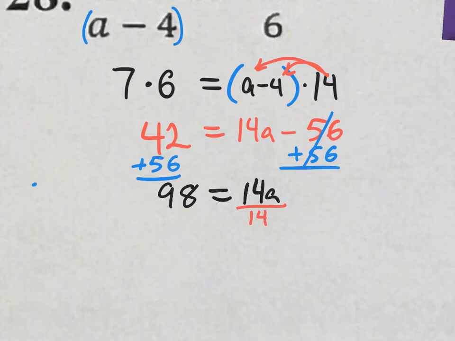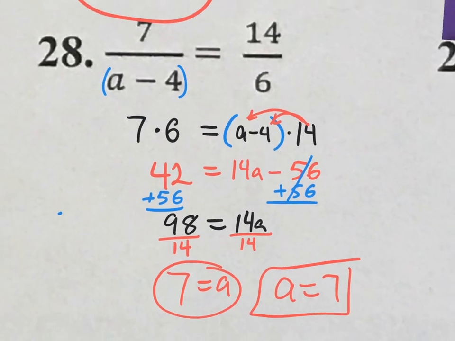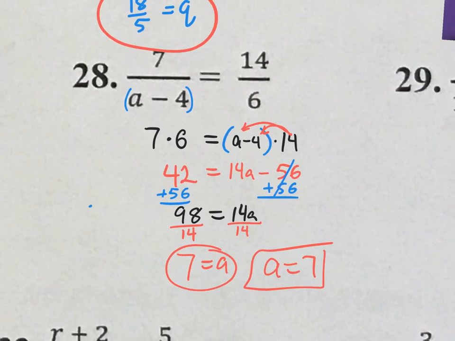Final step would be to get rid of the 14 in front of the a. That's really 14 times a, so I'm going to divide by 14 and divide by 14. And of course, you could use a calculator. 98 divided by 14 is 7. So I have 7 equals a, a equals 7. So that's my answer to this number 28.